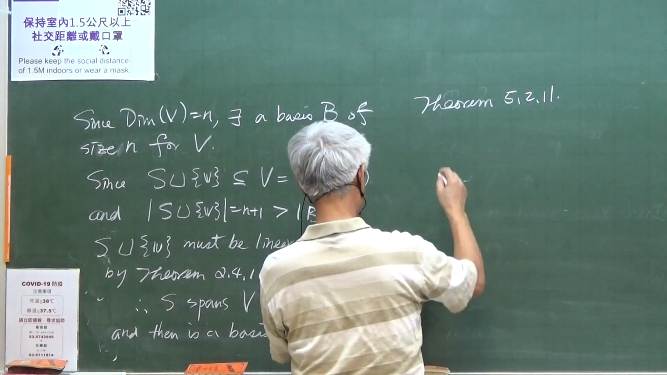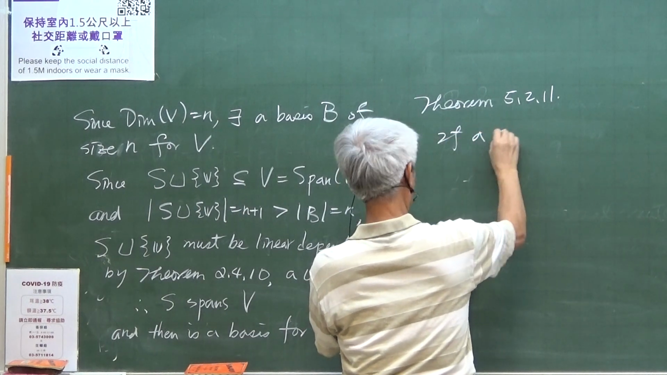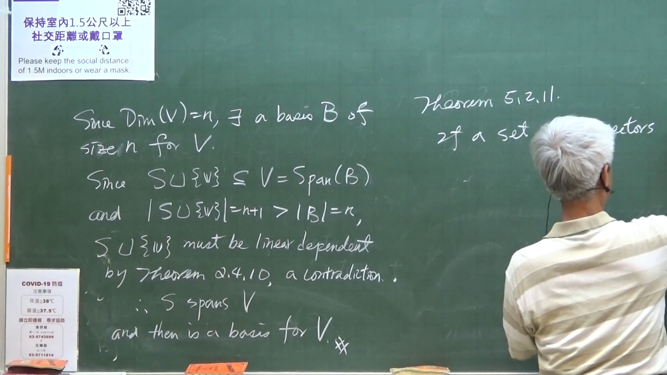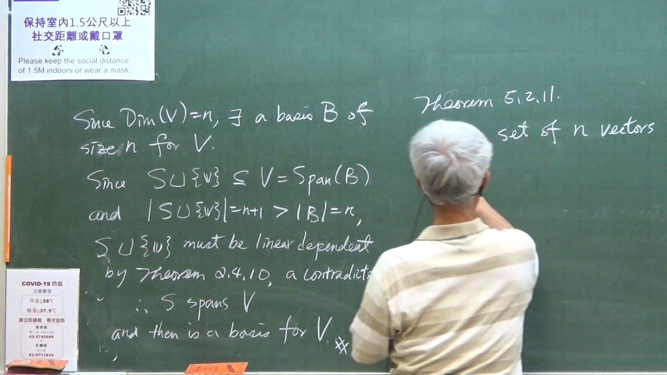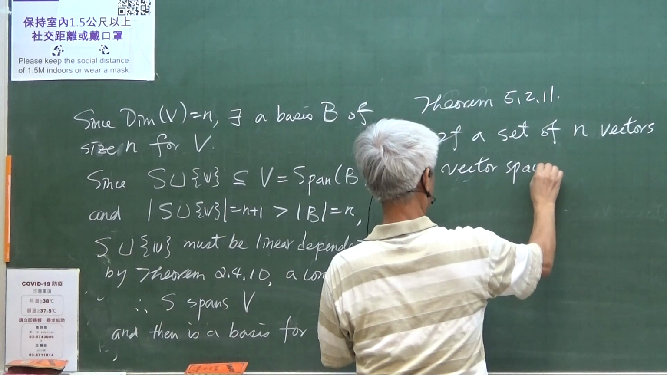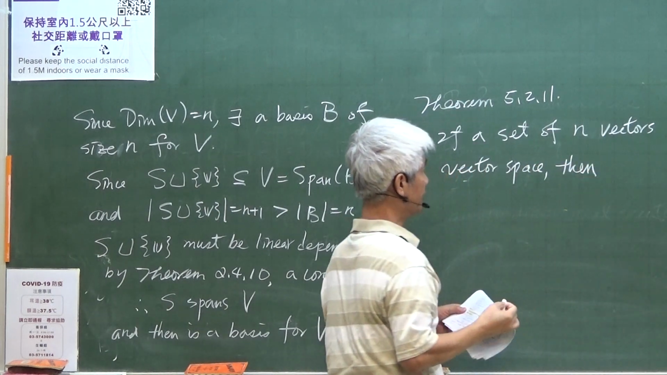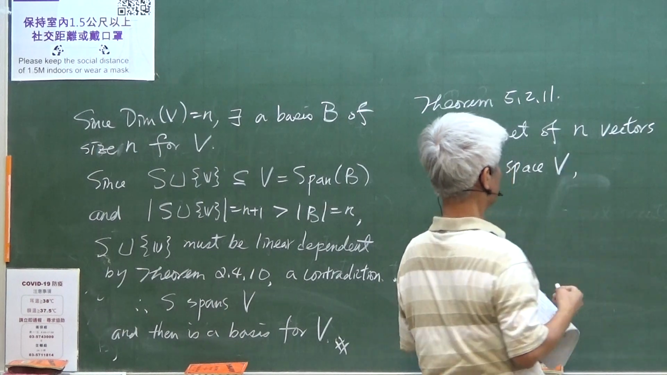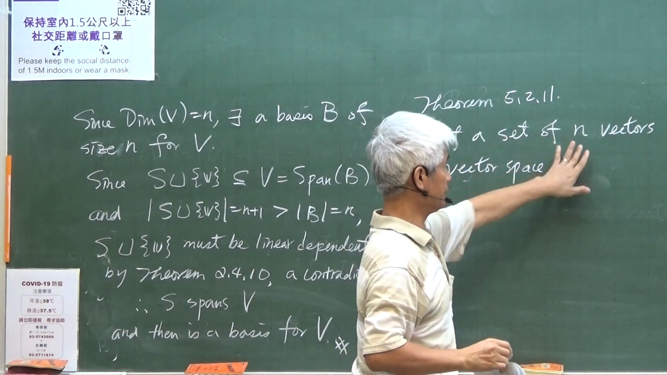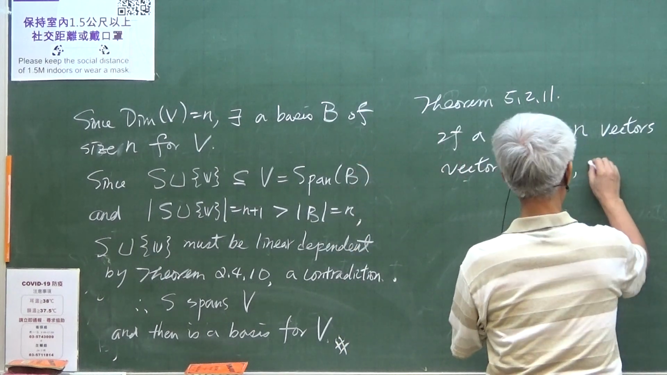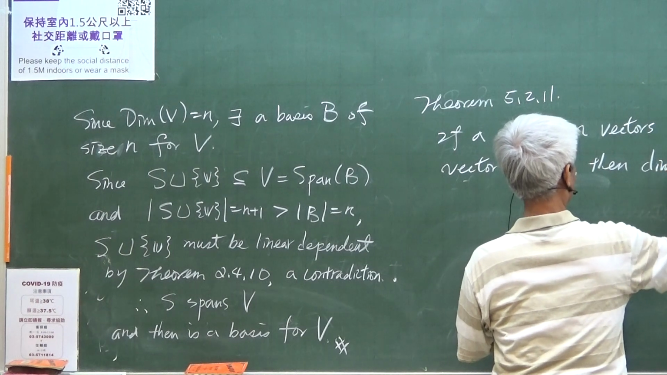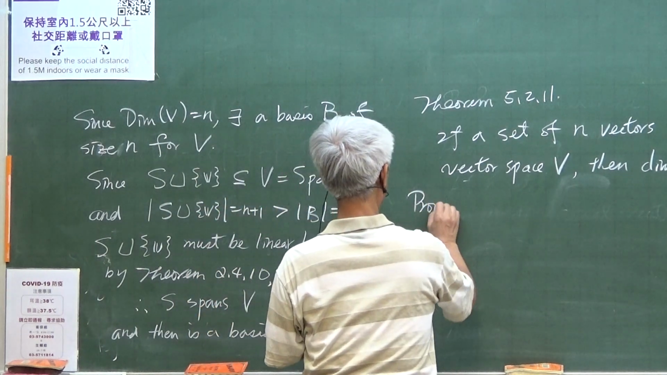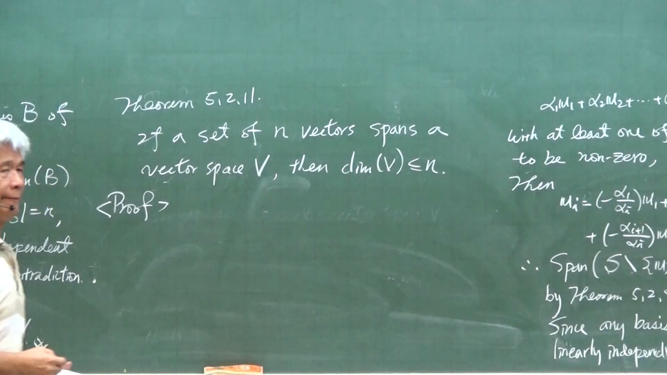All right. Next theorem. If a set of n vectors span a vector space V, so if we can find a spanning set for vector space V, and this spanning set has n elements, then the dimension of V has an upper bound, which is n.